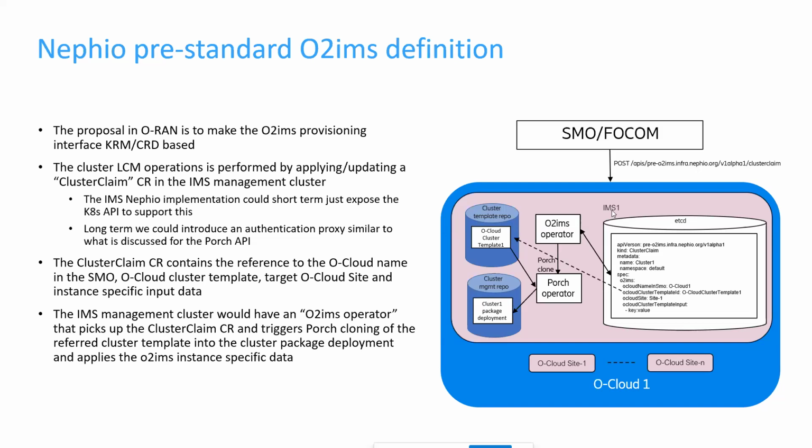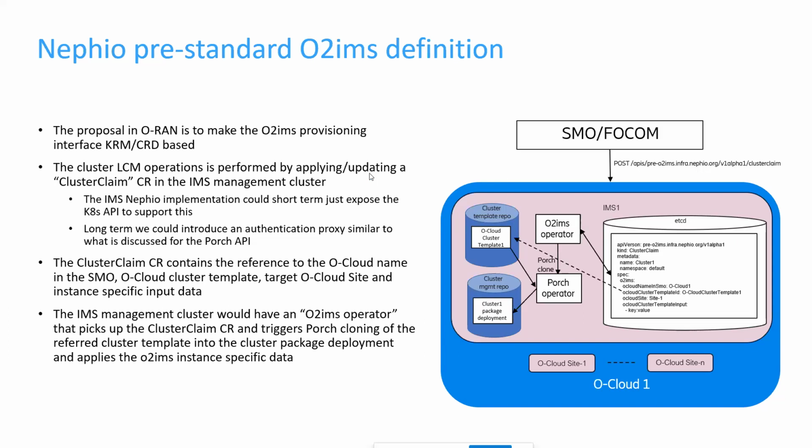Okay, Vish, you now have your hand raised? Yeah, I do. Just a very basic question. Sorry, I joined a couple of minutes late. When we say the proposal in O-RAN is to make the O2IMS provisioning interface KRM CRD based, whether the underlying environment is a Kubernetes cluster or an OpenStack VM, are we saying that we're always going to be using KRM CRD based, or is this specific to the context of Kubernetes?